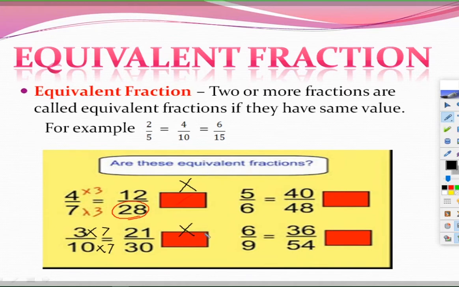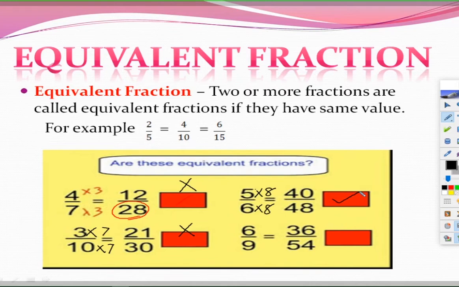Next, 5 by 6 is equal to 40 by 48. 5 into how much? 5 into 8. 6 into 8. So 5 into 8 is equal to 40. 6 into 8 equals 48. It means it is equivalent.